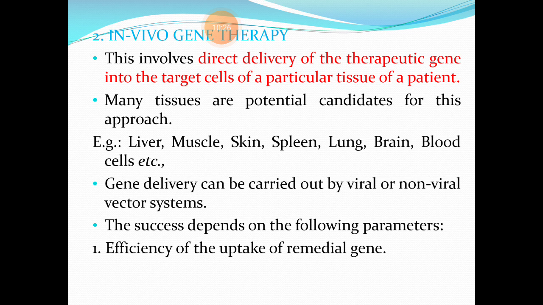Then the another type is in vivo gene therapy. This involves directed delivery of the therapeutic gene into the target cells of a particular tissue of a patient. It is done inside the patient's body. Okay. Many tissues are potential candidates for this, like liver, muscle, skin, spleen, lung, brain, blood cells, etc. And here, gene delivery can be carried out either by viral method or by non-viral vector systems. Both the ways you can do, though right now viral vector systems are used.